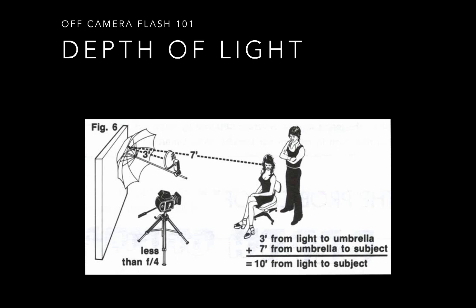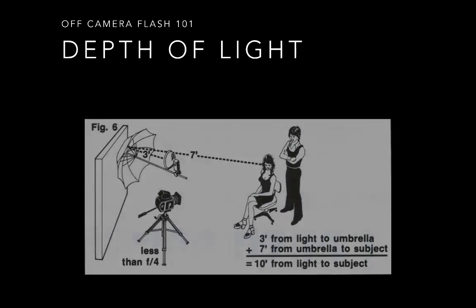Here's another good diagram to show that it's not just the light source itself; it's how far the light has traveled. So if you look here, we've got a reflective umbrella. It takes 3 feet to get from the light to the umbrella, then another 7 feet to the lady. That's 10 feet from light to subject. So there's another way. If you don't have a lot of room to back up that light, you can use a reflective source like that to diminish the fall off.